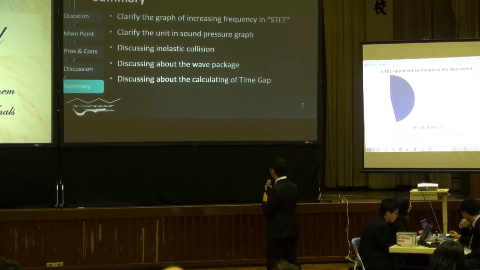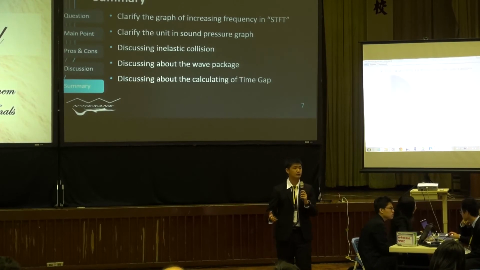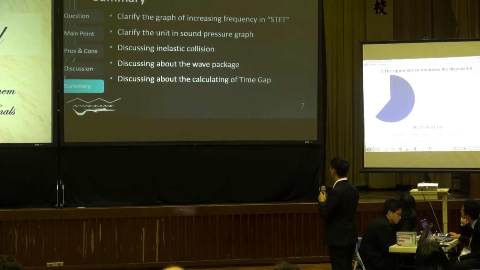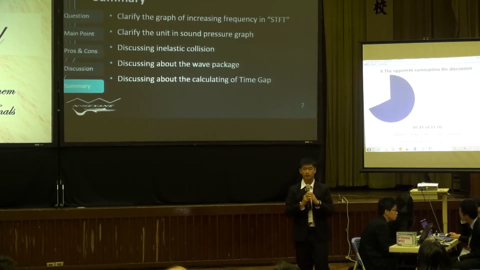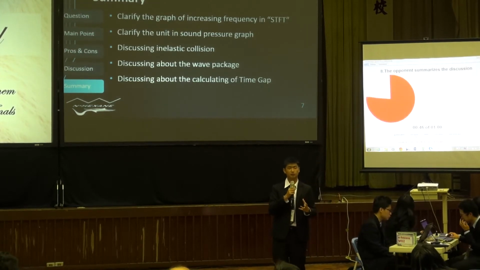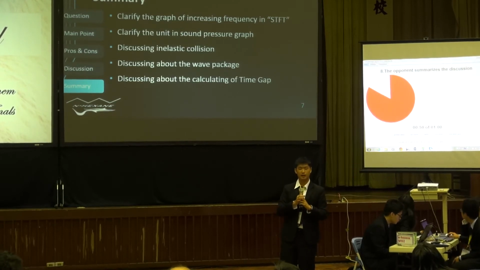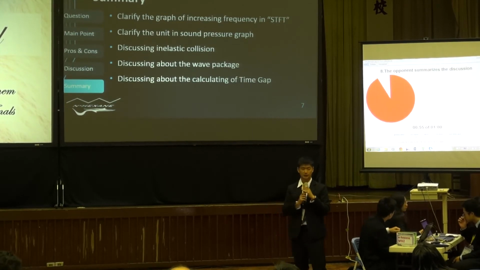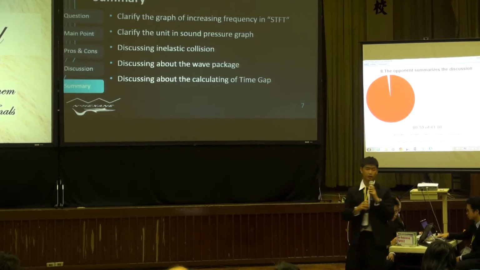And we discussed the wave package, how the wave package is formed, and how it is composed into a single pulse in this experiment. And we discussed the calculating of time gap. I think the weakness of the reporter is that he should use the time gap to check if the coefficient of restitution is constant to match his theory. Since he didn't do that, I think he could improve his experiment by calculating and showing us the math process. Thank you for your listening.